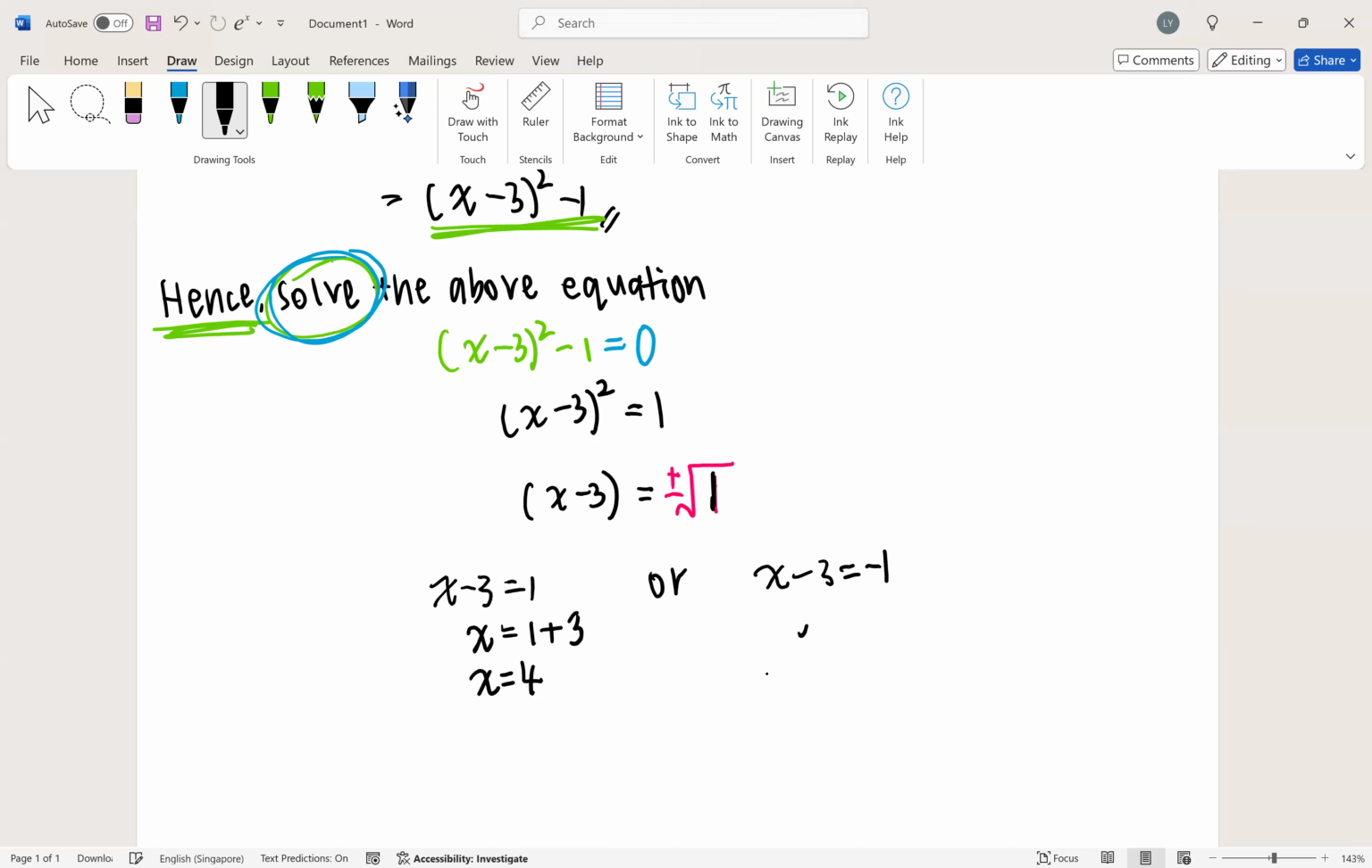Or x, what about for here? How do we solve this? X is equal to -1 plus 3. So x is equal to 2. So I have two answers. Either x equal to 4 or x equal to 2.